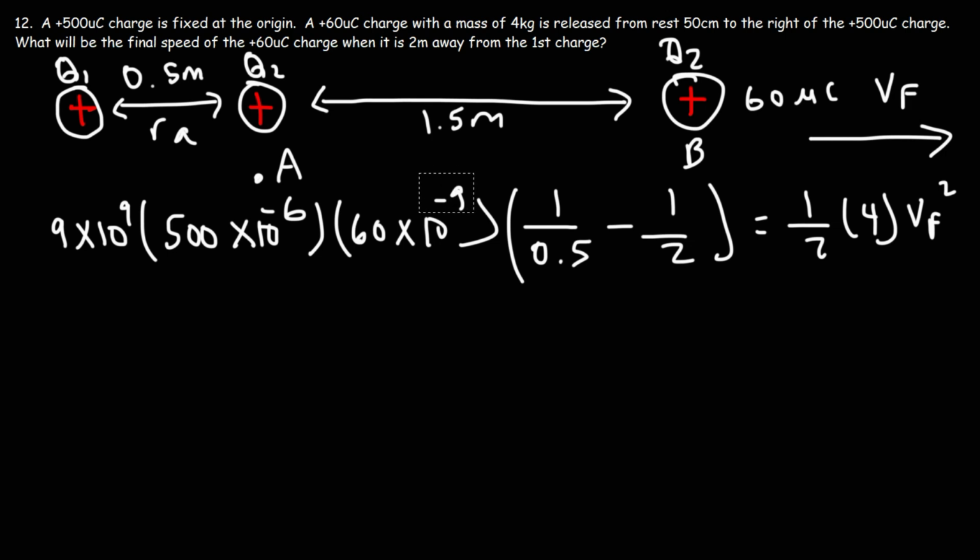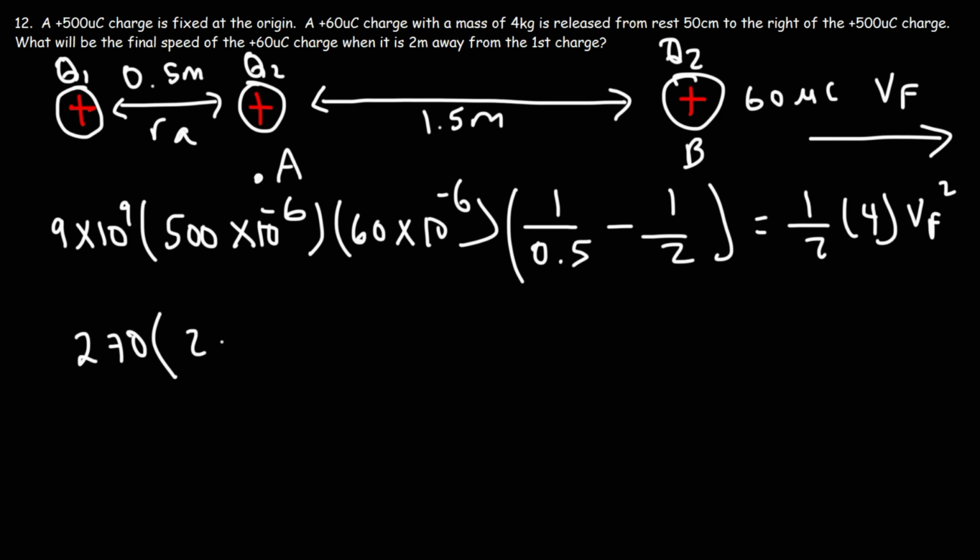And I need to make one small correction. That should be a -6, not a -9. Now let's plug in the numbers. 9 times 10 to the 9, times 500 times 10 to the -6, and then times 60 times 10 to the -6. These three numbers, when multiplied, that's going to be 270.